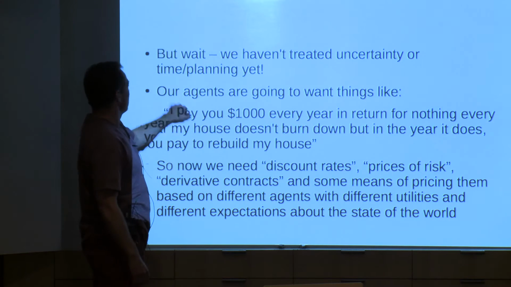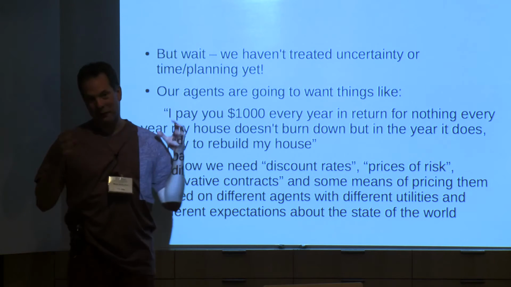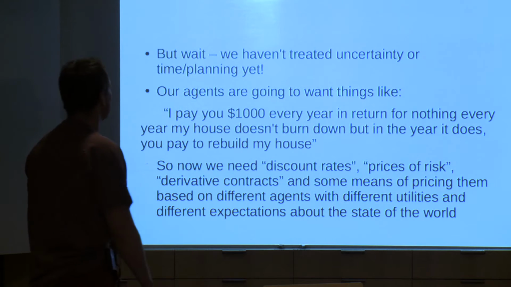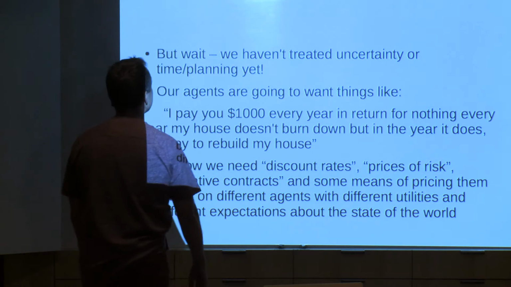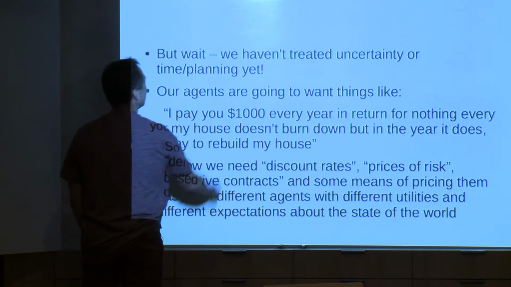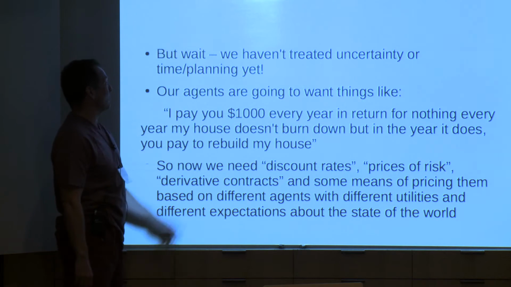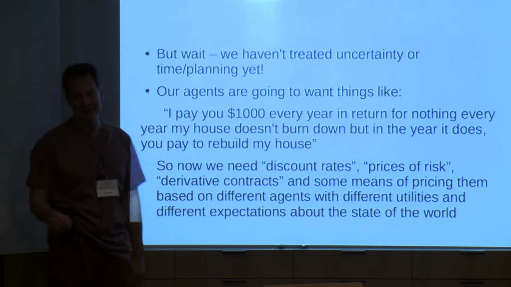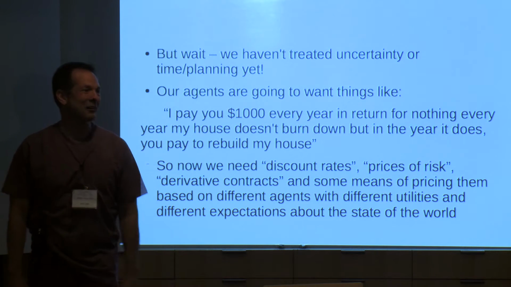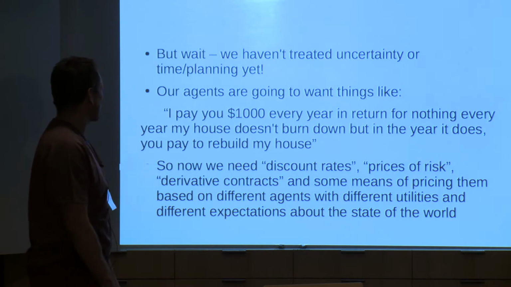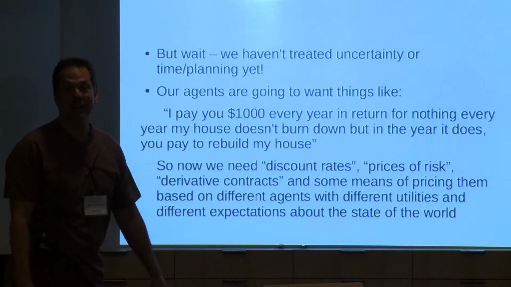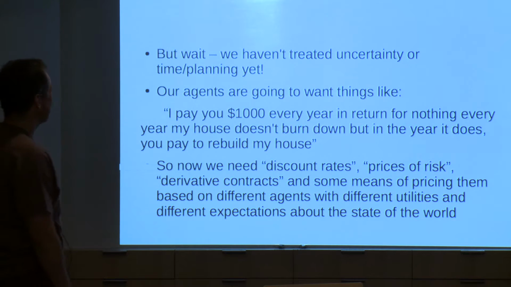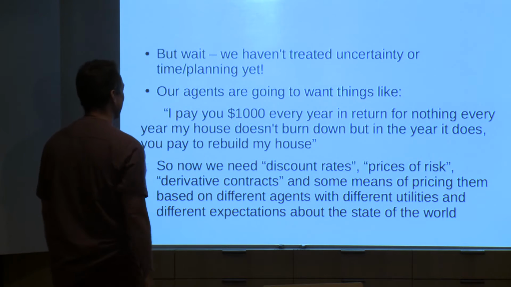So we've got this model where we're solving this massively hard parallel problem by letting our agents make their own decisions. So our agents are going to be interested in risk management, trading contracts like, I'll give you $1,000 every year if my house doesn't burn down, but if my house burns down, you have to rebuild my house. And even though what's probably going to happen is I'm just going to give away money, nonetheless, it's a positive utility transaction for me. I want to engage in it if I can find an insurance company I can trust.